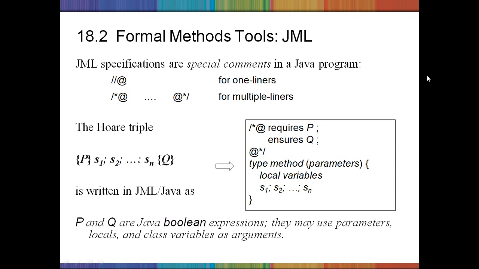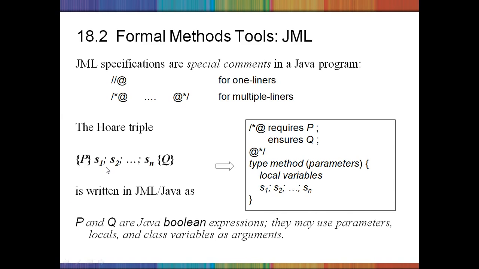Using JML, the Hoare triple will be written like this. Within a multi-line comment, requires P, which is the precondition, ensures Q, which is the postcondition, and then the multi-line comment closes. Then the method type, parameters, local variables, and the program segments, that is subprograms like S1, S2, S3. If there exists a complex subprogram, then it should be divided into smaller subprograms, and these subprograms will be executed in sequence.